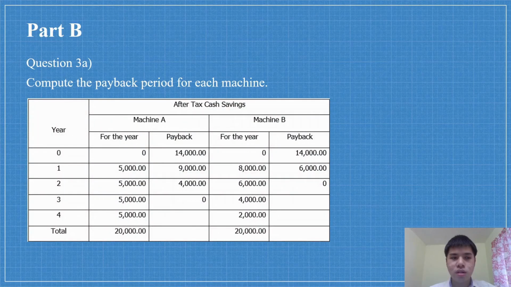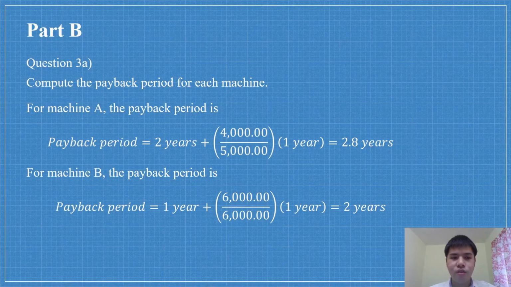And the figure here shows the annual after-tax cash savings for each machine. And therefore, for question 3a, we need to compute the payback period for machine A and machine B. So we will need to deduct the values for each year. And therefore, for machine A, the payback period is 2 years plus 4,000 over 5,000 of a year. So we will get the payback period to be 2.8 years. And for machine B, the payback period is 2 years.